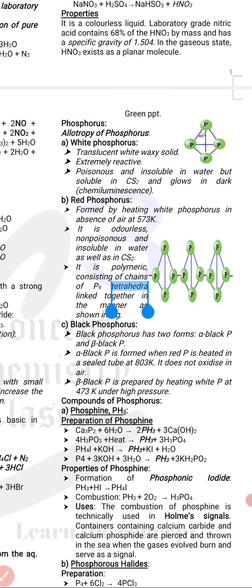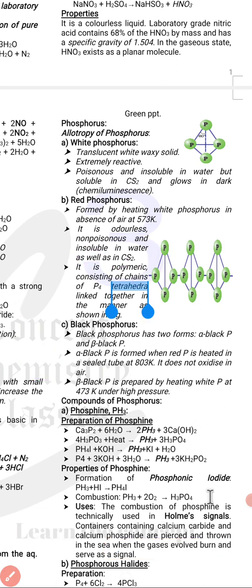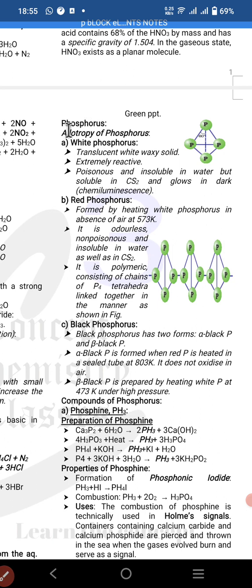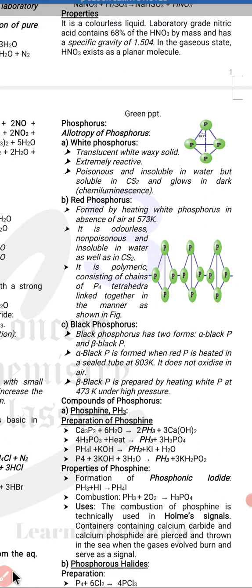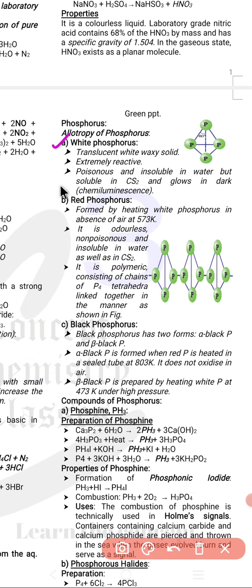Next important part of this video is phosphorus, allotropes of phosphorus. This is important. In allotropes of phosphorus, we have two important allotropes, that is white phosphorus and red phosphorus. Black phosphorus is not so important.